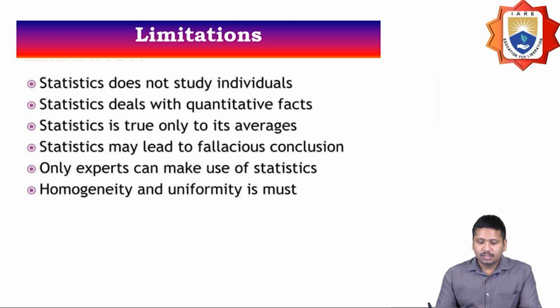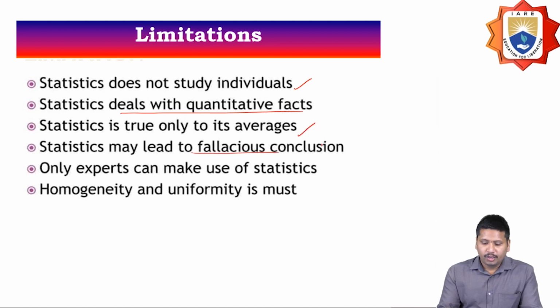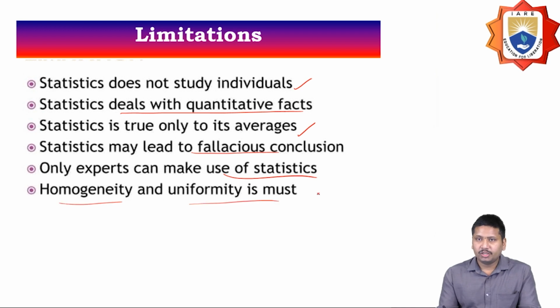And next one, what are the limitations of that? Statistics does not study an individual. Only well educated people can know the importance of statistics and how to apply it. Statistics cannot be studied by normal individuals, and it deals only with quantitative facts. That is one of the limitations. Statistics is true only for averages, and it may lead to fallacious conclusions. Only experts can make use of statistics, and homogeneity and uniformity are a must.